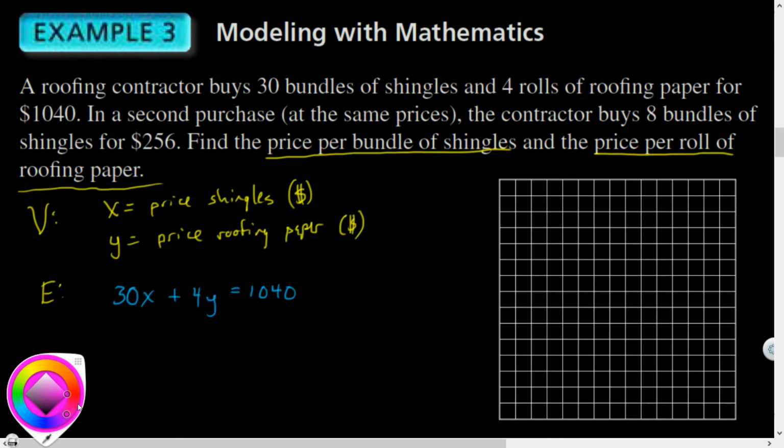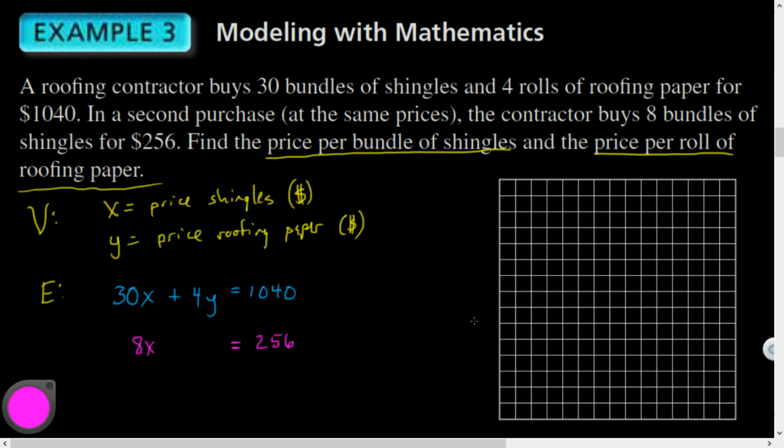Our second equation, when he bought 8 bundles of shingles. Shingles was x, so 8x. It seems as though in the second purchase, they didn't buy any of the roofing paper, so plus 0y, or I could just leave that blank, equal to $256. So there are my 2 equations.